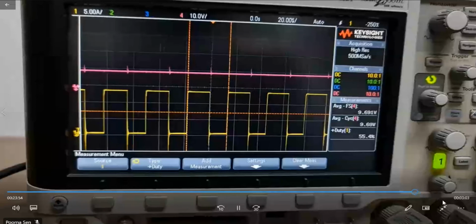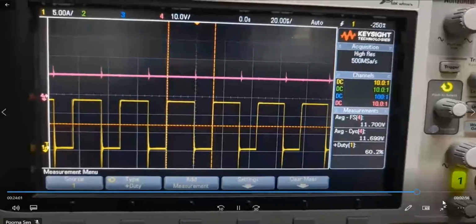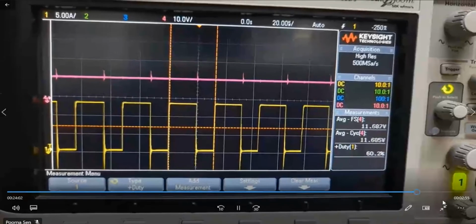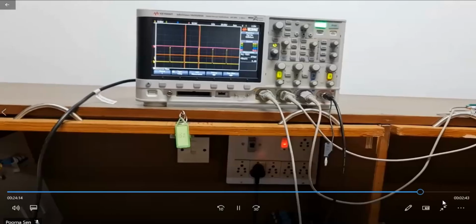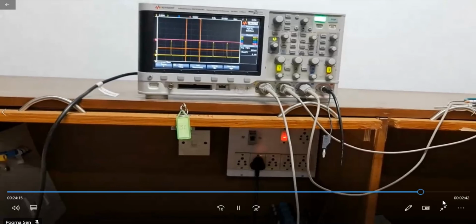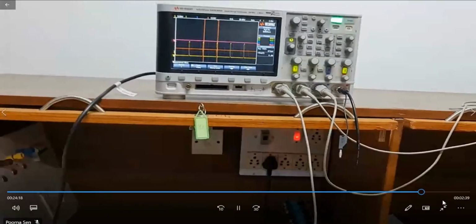The duty ratio is now changed to 60.2%. Output voltage is 11.692 volts and load current is 600 milliamperes. Now we'll take similar readings for light load. That is the load resistance is set at 70 ohms.